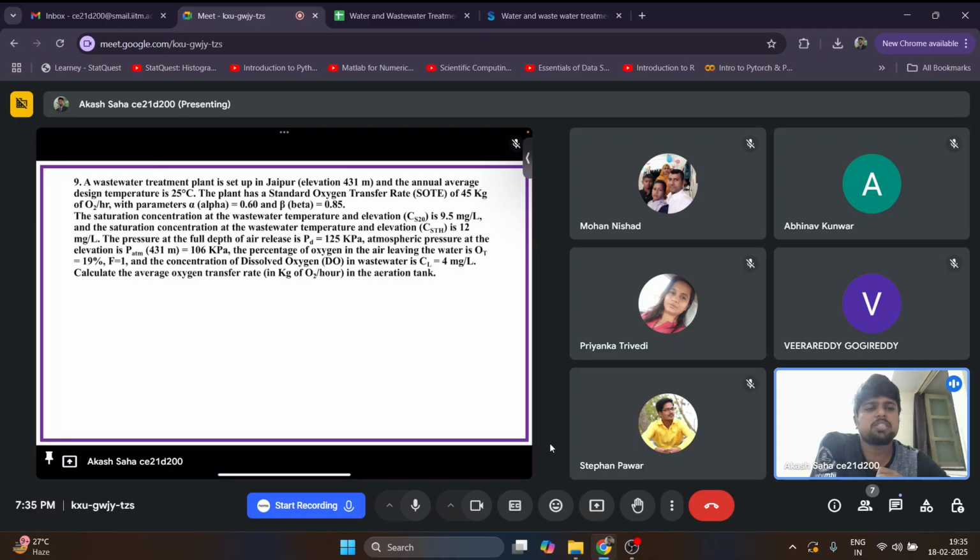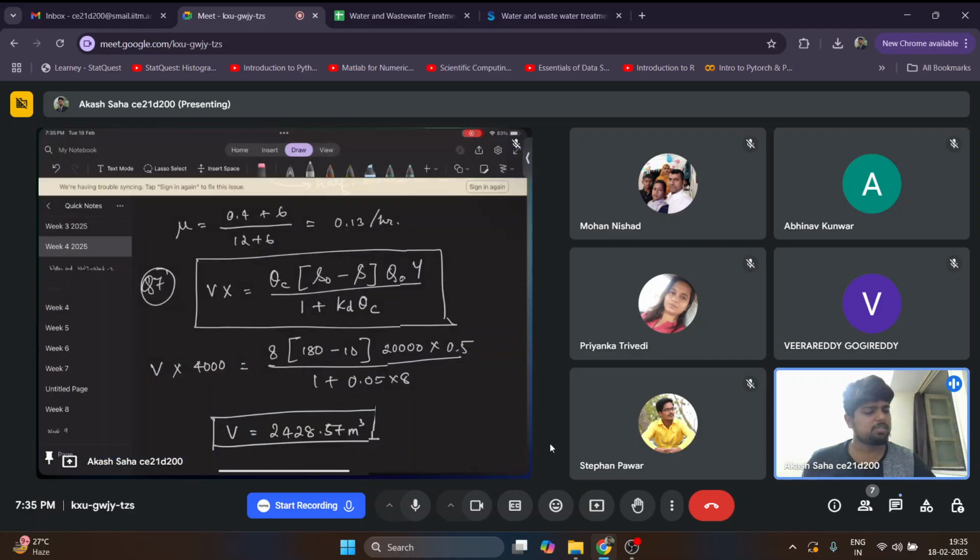So based on the oxygen percentage, the pressure at full depth, and the pressure of atmosphere, we will first calculate the average concentration. And then with the average concentration, we will find out the transfer rate. So it's just a pretty long formula, nothing else. I will not wait much for this because it's just the formula, so I will just tell you.